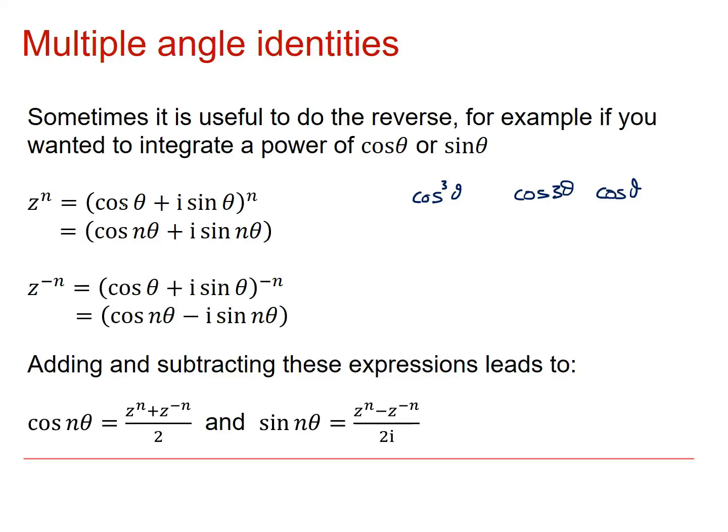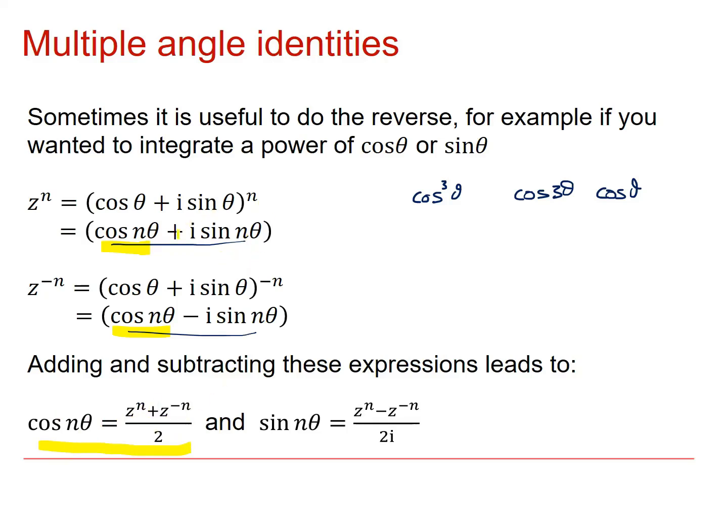So if we start out with z is equal to cos theta plus i sine theta, then z to the n gives me this, z to the minus n gives me this. So when I add them together, I get 2 lots of cos n theta. So if I divide that by 2, I will get that cos n theta is equal to z to the n plus z to the minus n over 2.